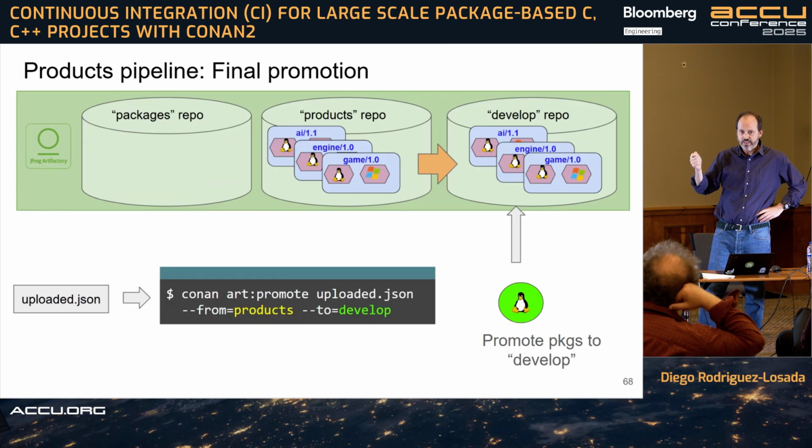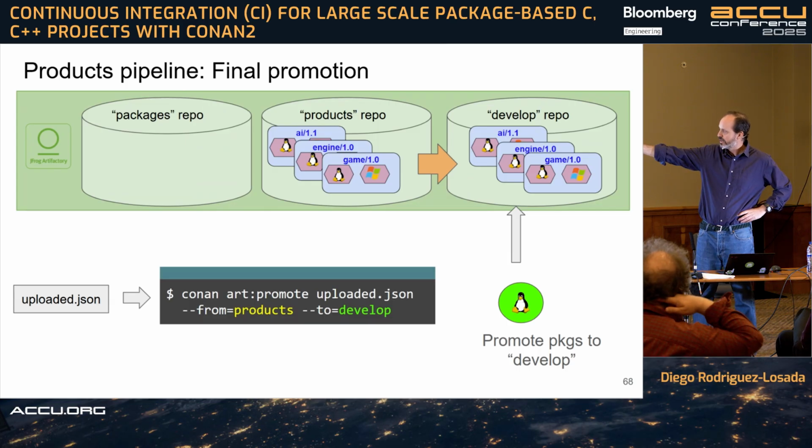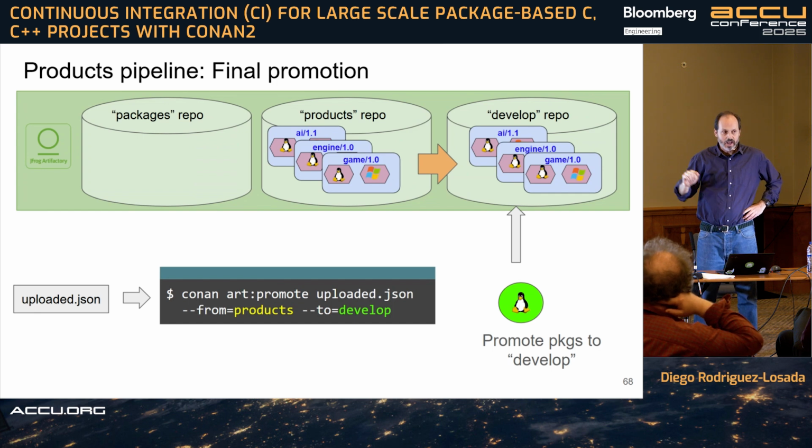It's just an entry in the database. So it's basically taking the references of those things, AI 1.1 and the different binaries that were built, and making them entries in the developer repo. And that is, in theory, a promotion is atomic. So they will be created all at once.